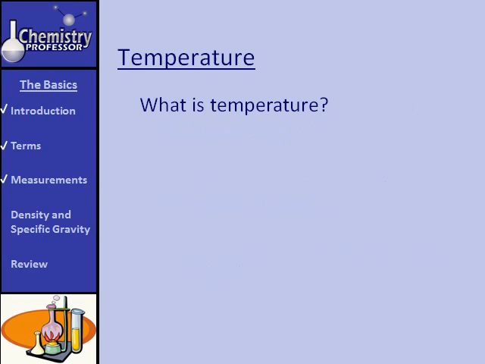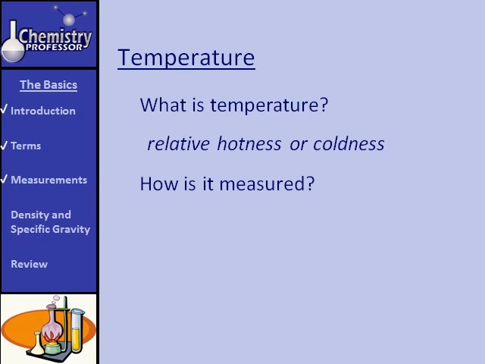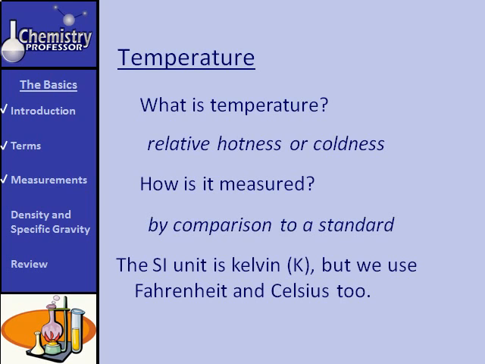Temperature. What is temperature? Well, temperature is not quite properly described as how hot or how cold something is. It's a relative hotness or coldness. And how do we measure it? We measure it by comparing it to a standard. Now, the SI unit for temperature is the kelvin, but in chemistry we use Fahrenheit and Celsius also. Therefore, it behooves us to make sure we understand all three of these scales: Kelvin, Fahrenheit, and Celsius.